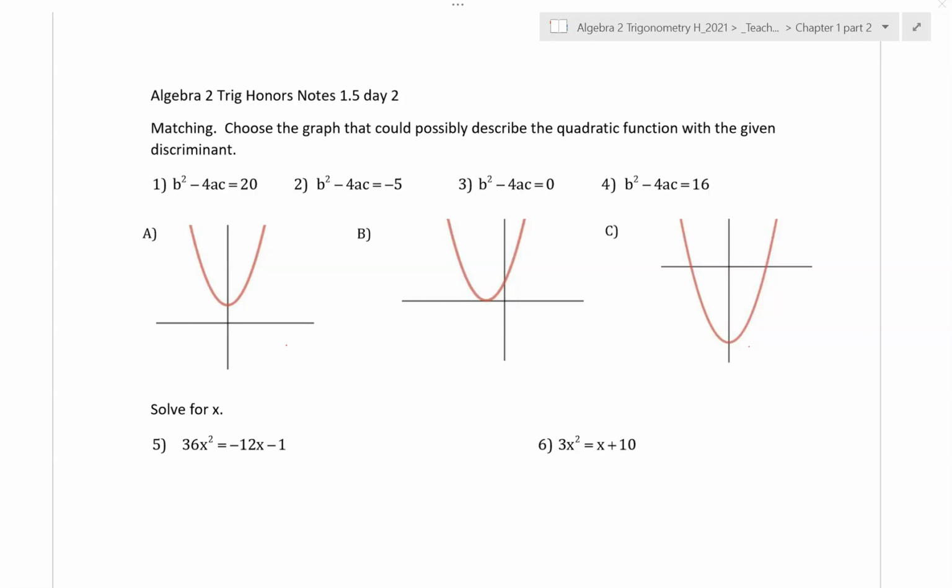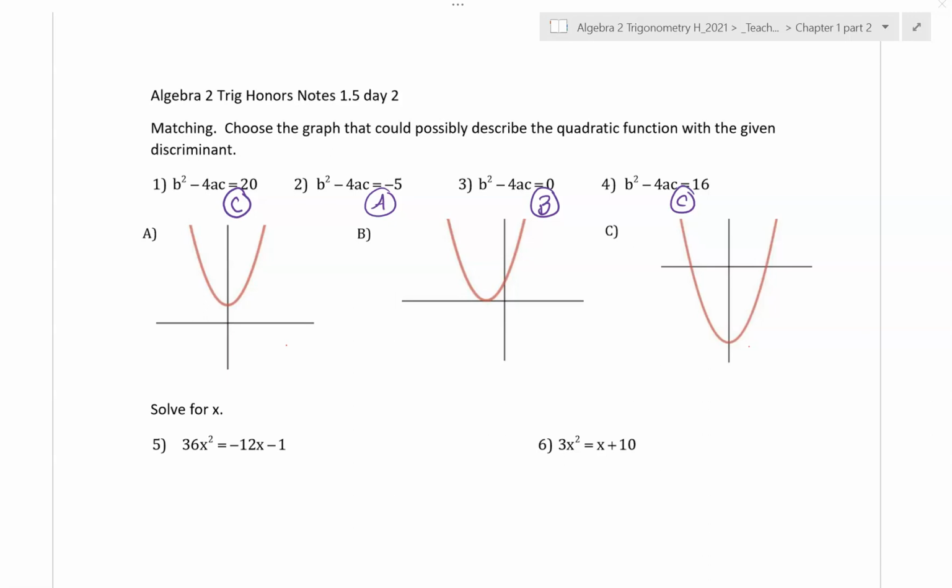So go ahead and pause the video and see if you can choose which graph A, B, and C might possibly describe a function that has a discriminant that is given for 1, 2, 3, and 4. So go ahead and give it a try. Pause the video and see if you can do some matching. Go ahead and check your answers and see how you did.